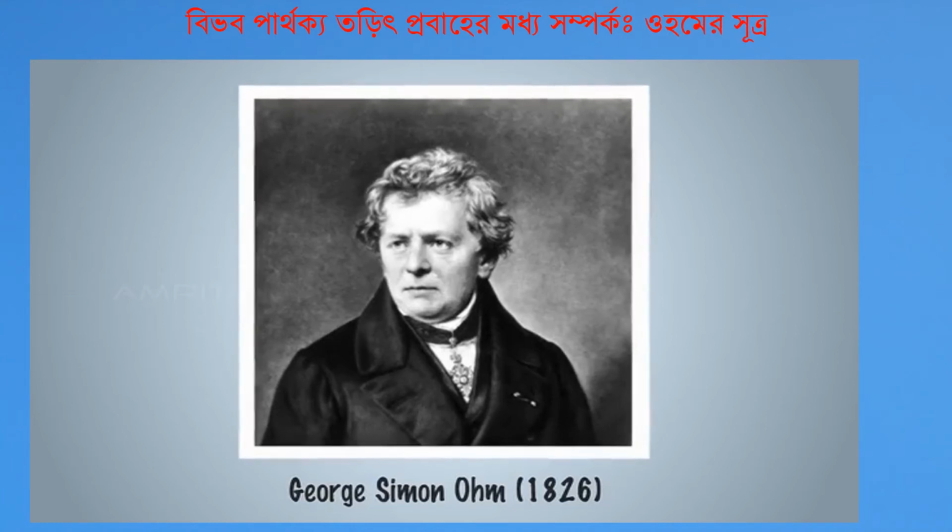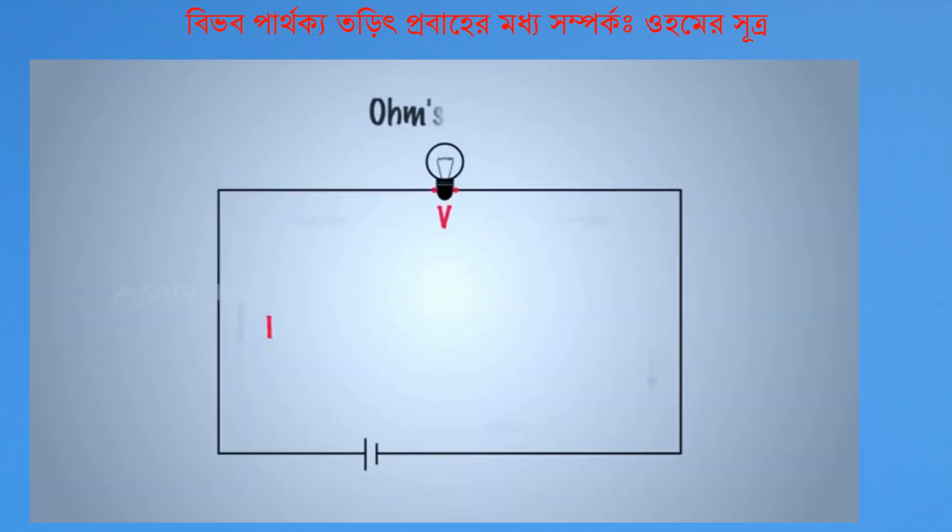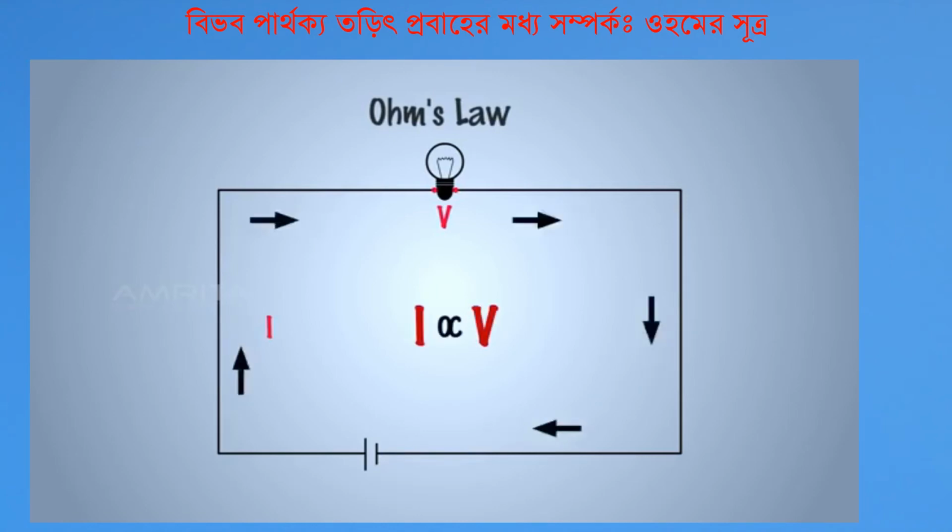Ohm's law was stated by Georg Simon Ohm in 1826. According to Ohm's law, the electric current flowing through a conductor is directly proportional to the potential difference across its ends, provided the physical conditions such as temperature, pressure, etc. of the conductor remain the same.